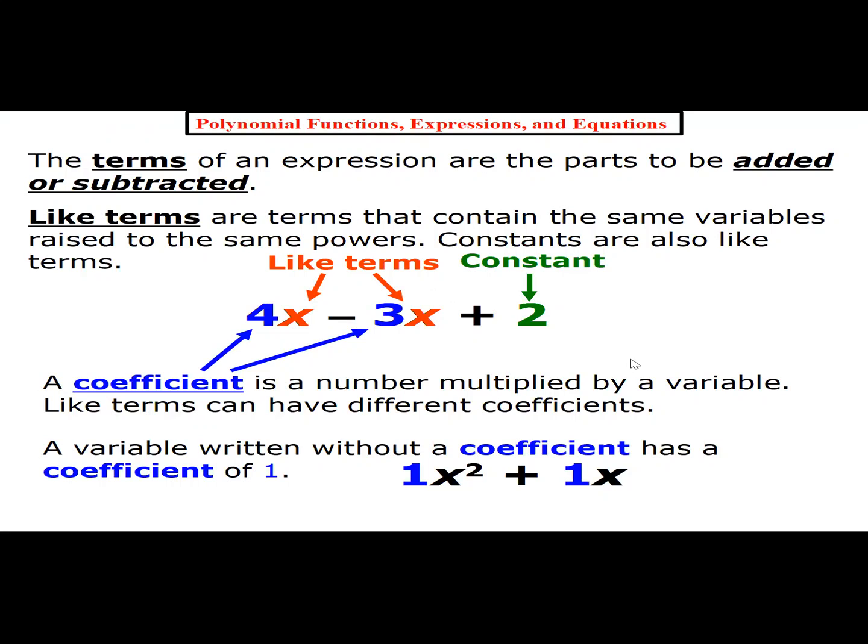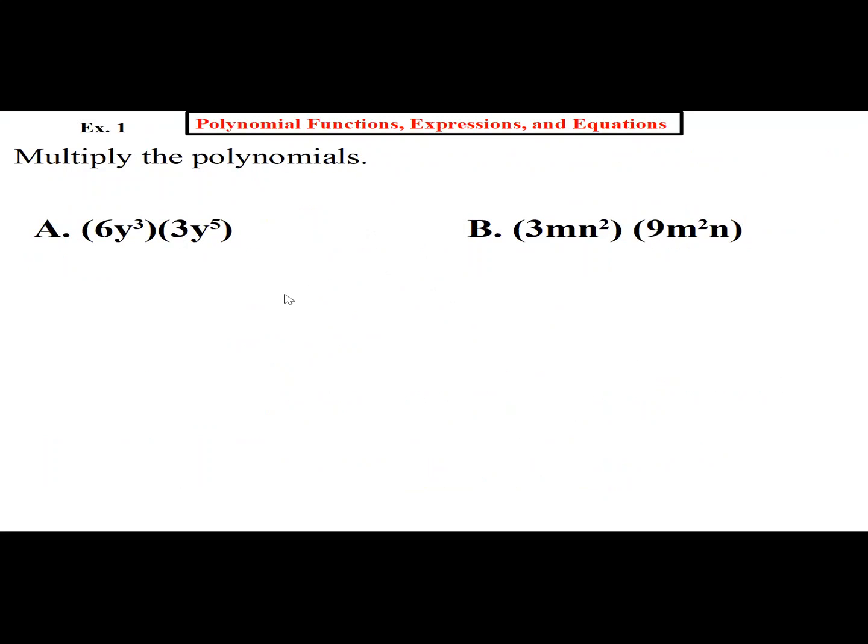Okay, we're going to jump right straight in there. I'm going to start slow, you know, kind of like if you're at the beach in the beach cruiser eating your burrito. Slow. Copy this one, example 1A and B, and it reads multiply the polynomials. Part A reads 6y cubed, close parentheses, open parentheses, 3y to the 5th. Part B reads parentheses 3mn squared, close parentheses, open parentheses, 9m squared n, close parentheses.